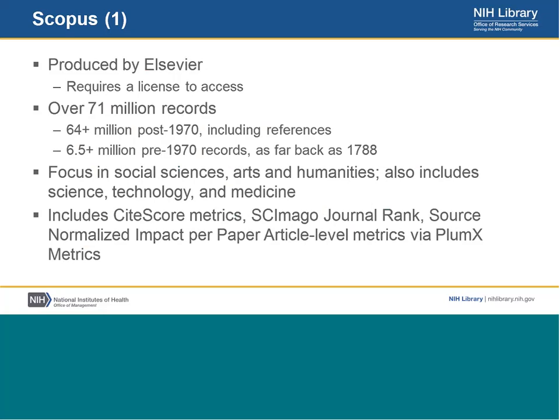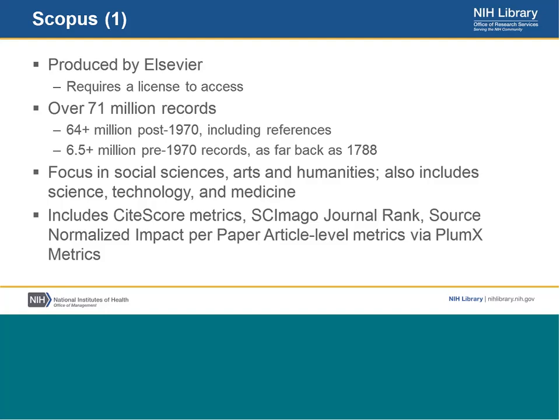And so with Scopus, again, over 71 million records, 64 million post-1970, including the references, and then over 6 million pre-1970 records as far back as 1788. In case you're trying to do any research that is very historical, this might be of use to you. Again, comparable focus to what we heard about in Web of Science in that there's a focus on the social sciences, arts, and humanities. Scopus does highlight science, technology, and medicine as some of their key subject areas.